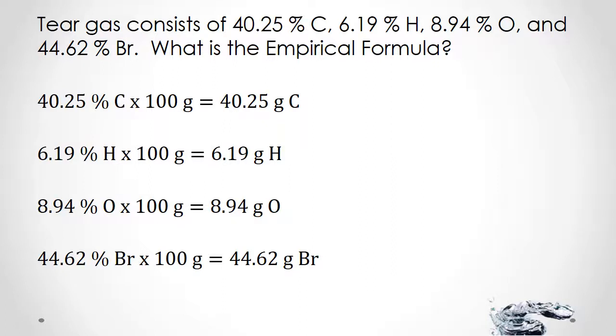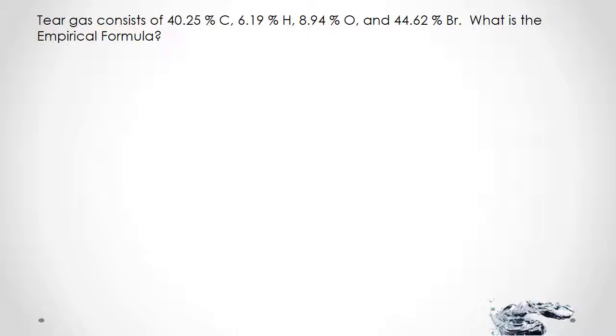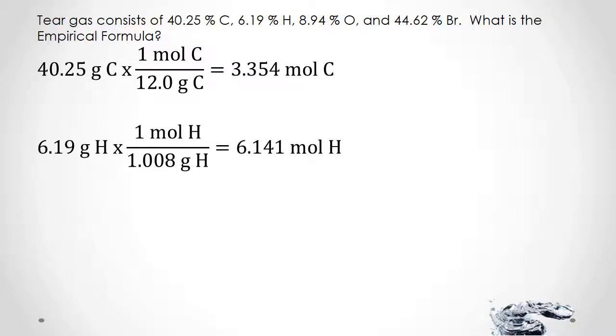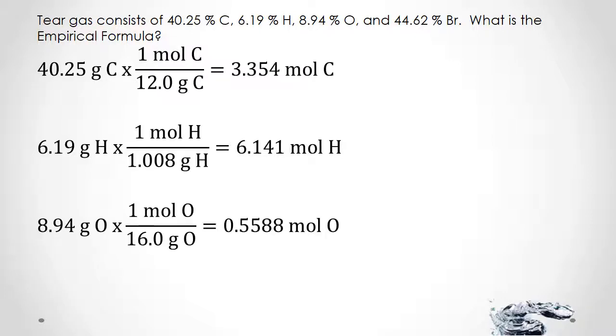When we have all of our grams, we're going to convert every gram of our atoms to their moles. So we're going to use our molar masses. 40.25 grams of carbon divided by 12.0 grams per 1 mole of carbon gives me 3.354 moles of carbon. I do the same thing for hydrogen. 6.19 grams of hydrogen divided by 1.008 grams per mole of hydrogen gives me 6.141 moles of hydrogen. 8.94 grams of oxygen divided by 16.0 grams per mole is going to give me 0.5588 moles of oxygen.